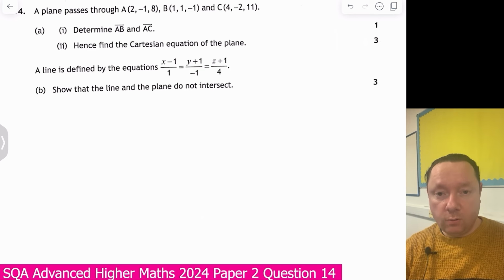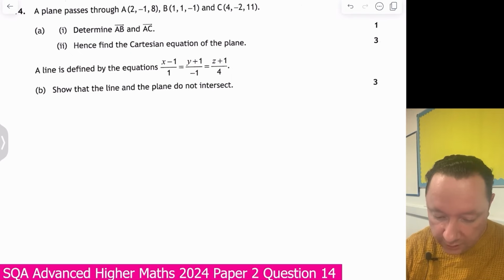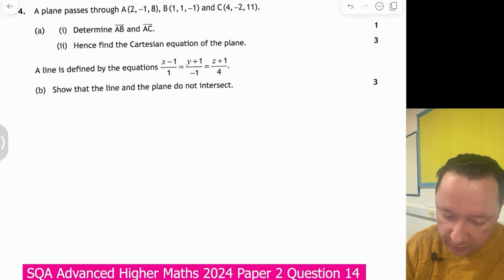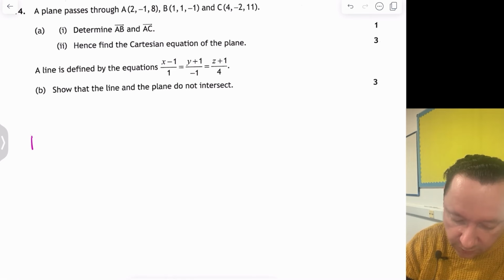Advanced Higher Maths 2024 Paper 2, Question 14. A plane passes through A, B and C. Determine AB and AC. Part one, let's run through this one.